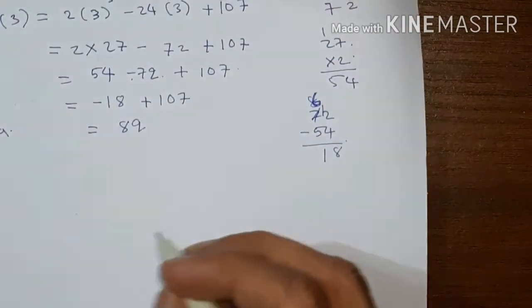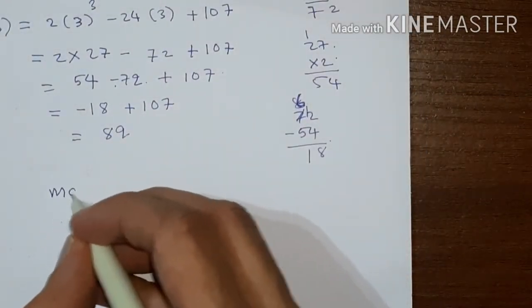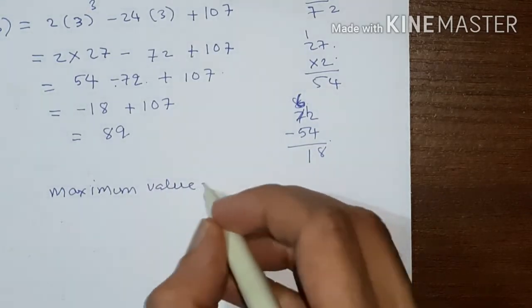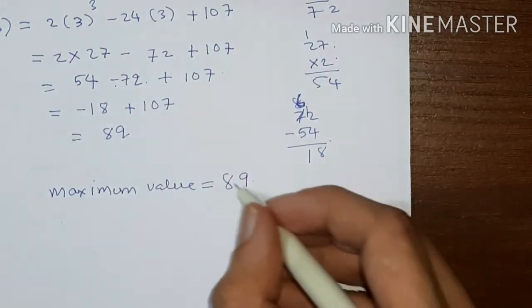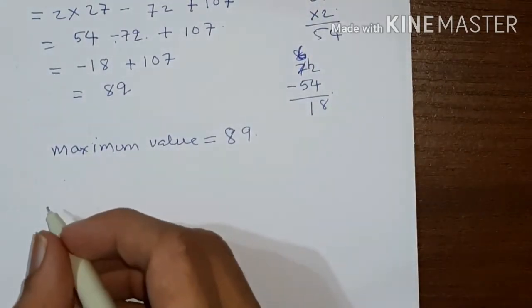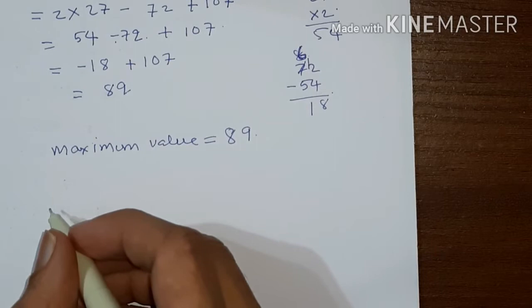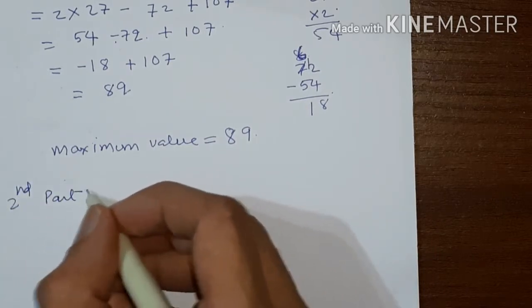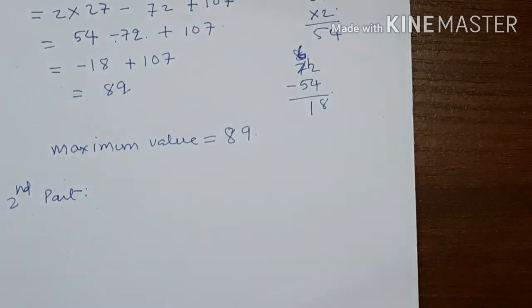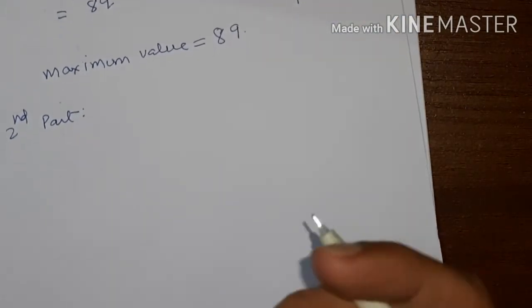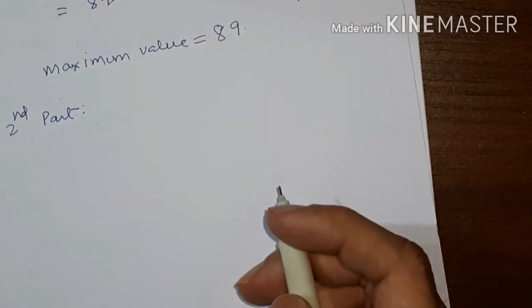So what is the maximum value here? The maximum value is 89, for the first part. Now let us go to the second part. So what is the second part? You have to look at the same function, but the interval is different: minus 3 comma minus 1.